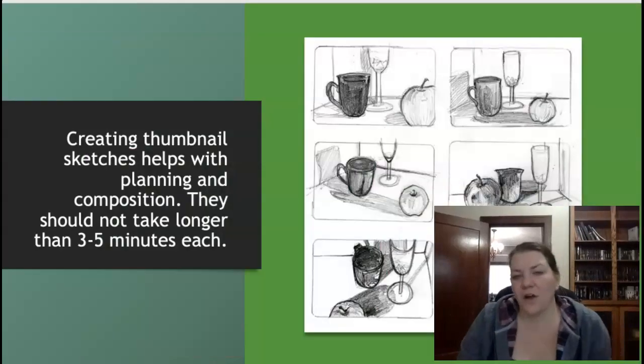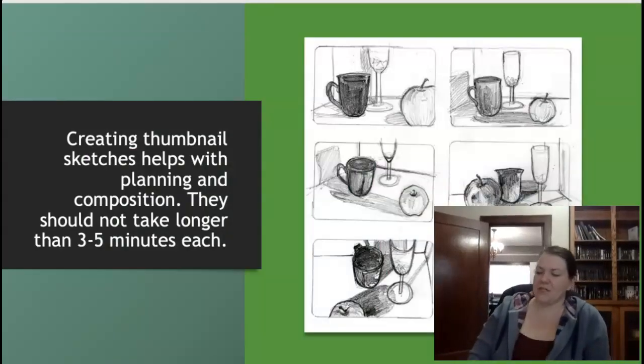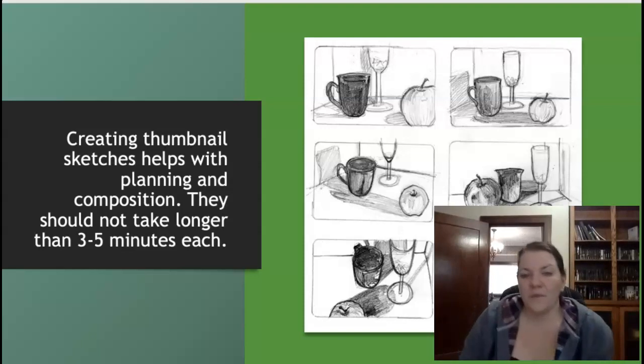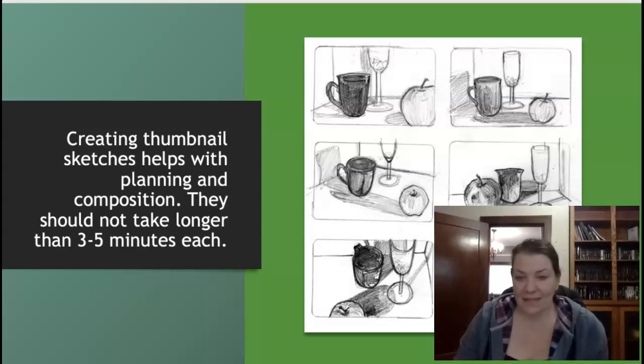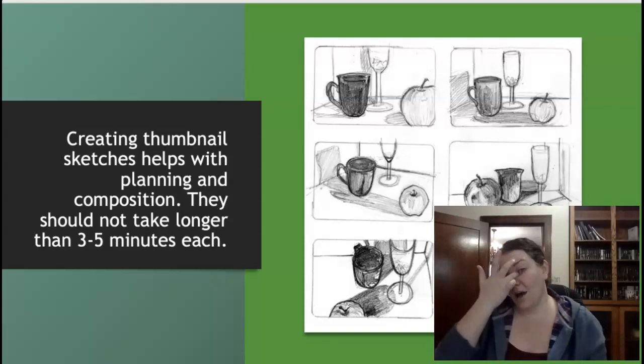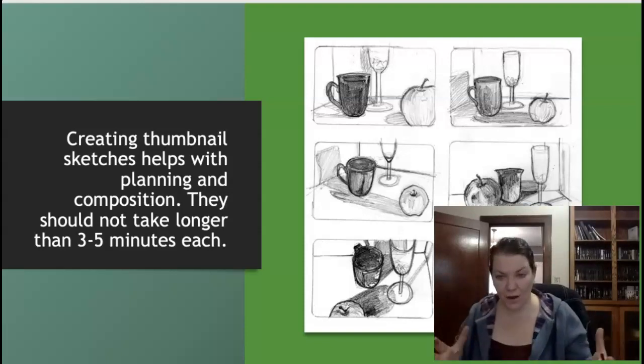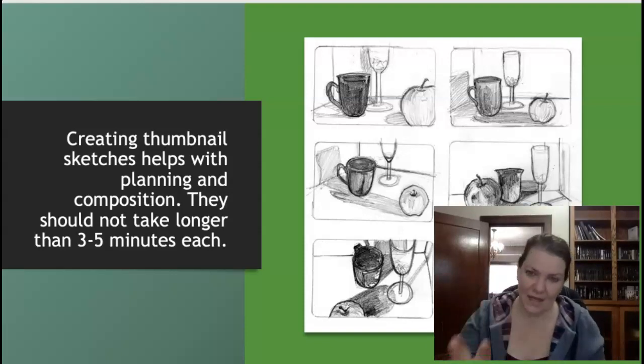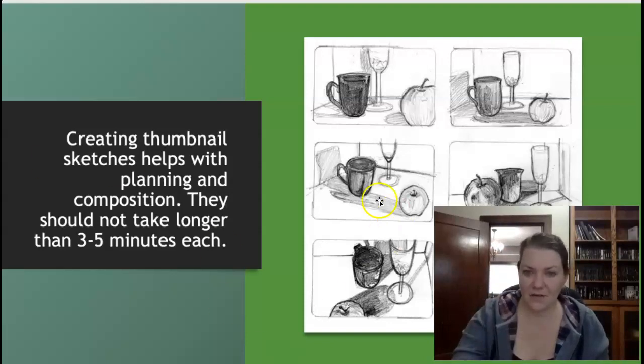There's also something called thumbnail sketches, which I mentioned in the first class. Thumbnail sketches are super tiny, quick planning sketches. They help you plan out how you want all of your objects to sit on the page. They help you plan out how much space you want around your objects. Do you want to zoom in and draw specific details, like in this one?